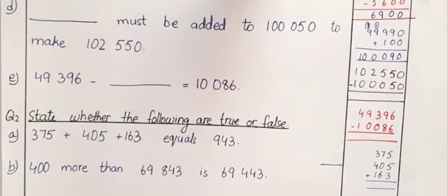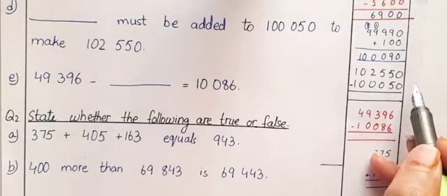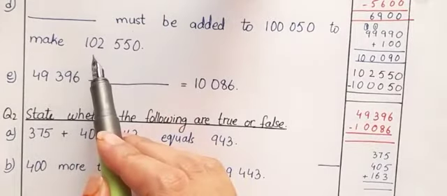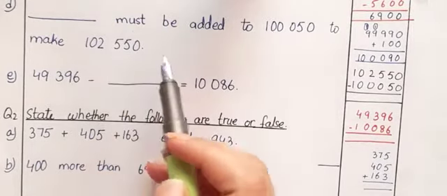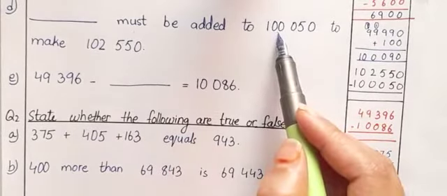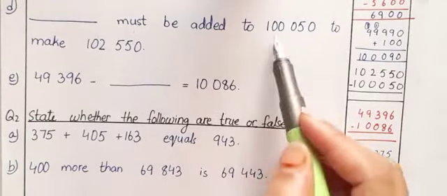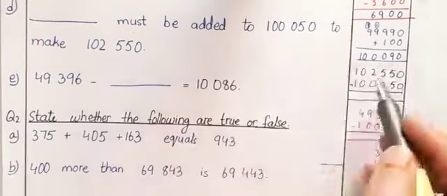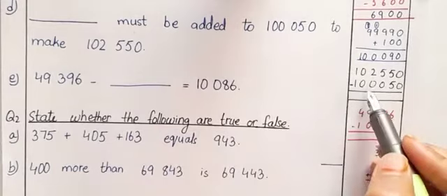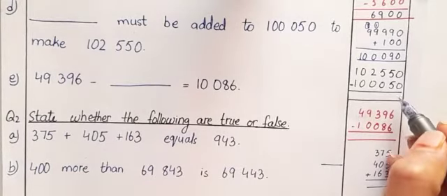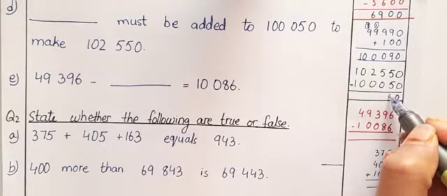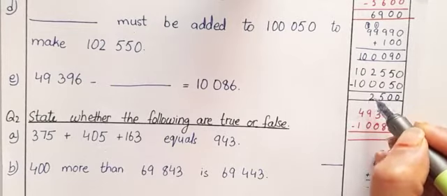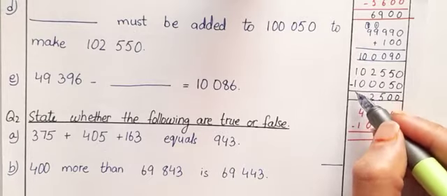So what we are going to do here, also, is take the difference. This is the bigger value, 102,550, and this is the smaller value, that is 100,050. So we will take the difference. We will write the bigger value in the first line and the smaller value in the second line. 0 minus 0 is 0, 5 minus 5 is 0, 5 minus 0 is 5, 2 minus 0 is 2, 0 minus 0 is 0, 1 minus 1 is 0.